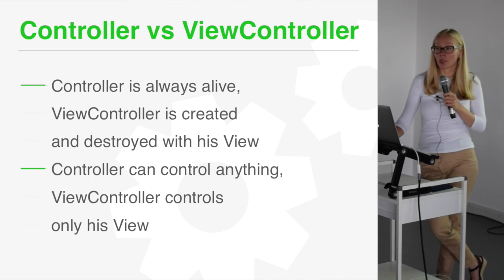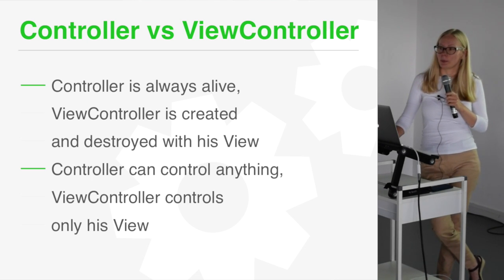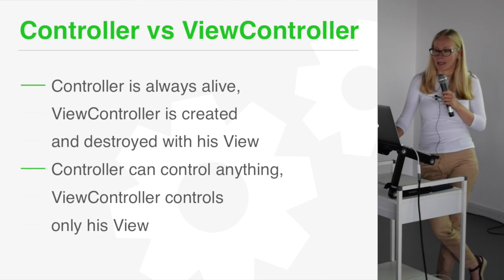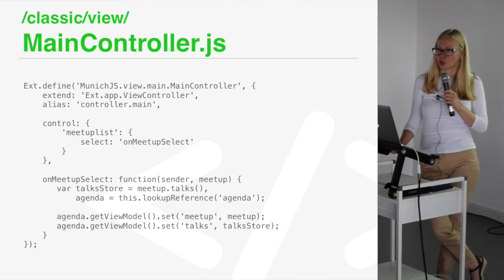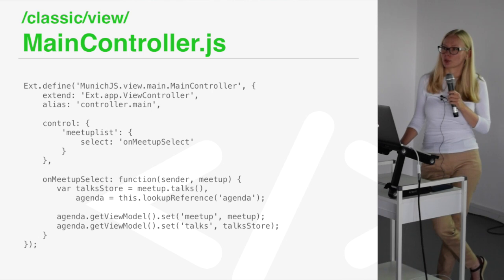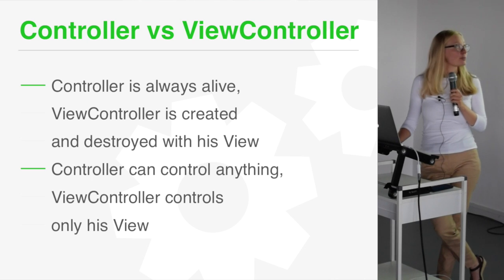A controller is alive over the whole application lifecycle and is global, while a ViewController has a one-to-one relationship with a view and will be created on view creation and destroyed on view destroy. A controller can control everything in the application, and a ViewController controls only components from its view. In general, a controller should do some global job for the application, and a ViewController should do jobs related to its view. Proper selection of controller type can make code much more structural.